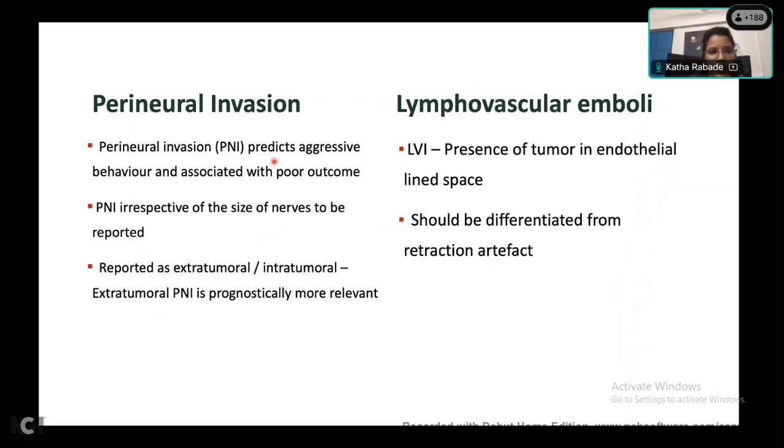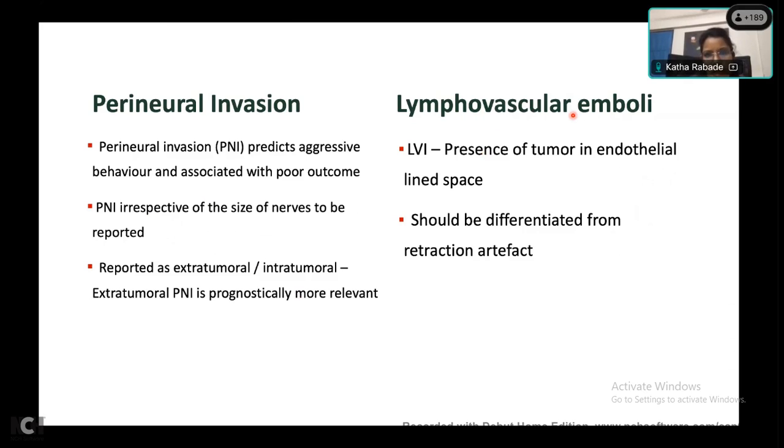Next is perineural invasion and lymphovascular emboli. So perineural invasion predicts aggressive behavior and is associated with poorer outcome. PNI should be mentioned irrespective of the size of the nerves. So PNI involving small as well as large nerves needs to be documented. It may be reported if it is extratumoral or intratumoral, because extratumoral PNI is prognostically more relevant for locoregional recurrence and disease-free survival.